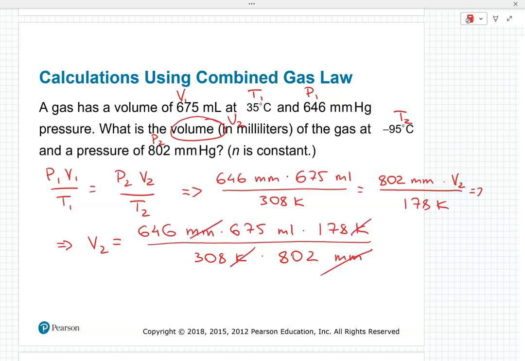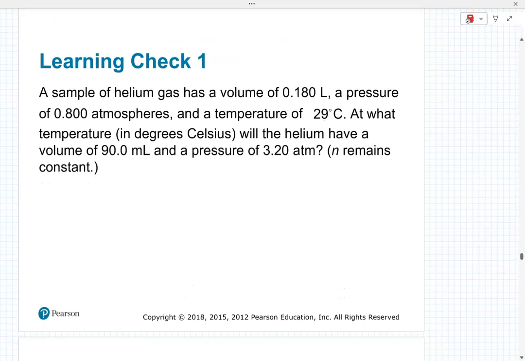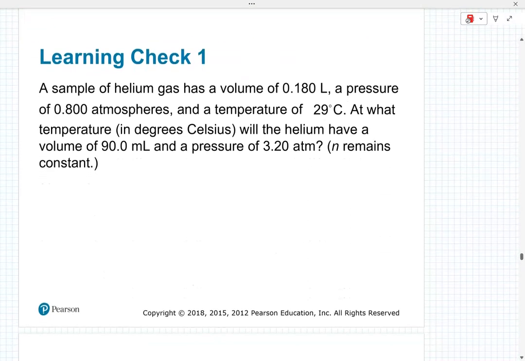Make sure that the units cancel out, the units that you don't need, so now you have it in milliliters. Does that make sense? So let's do another one, and then I'm going to tell you something that I find very fascinating. This is a sort of tricky question. So what is P1? 0.8. What is V1? And this is T1. Everybody agrees? Now we need to find the temperature, T2.